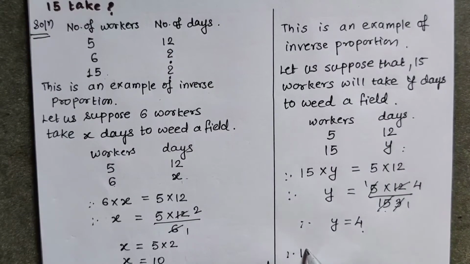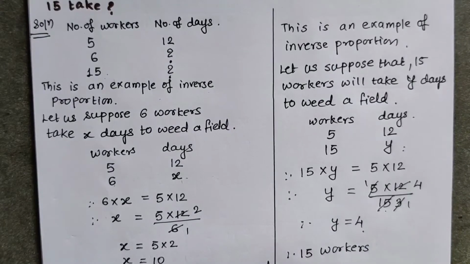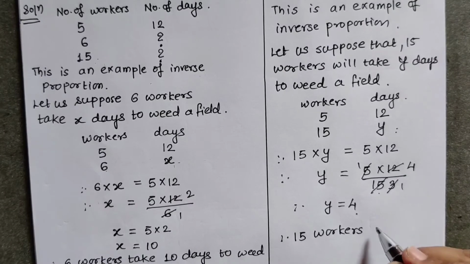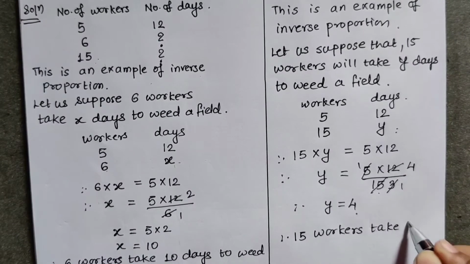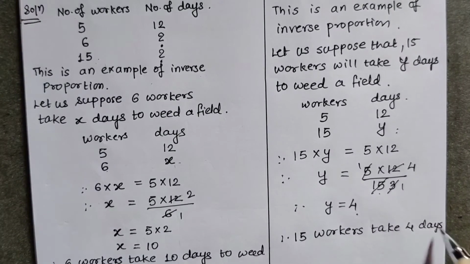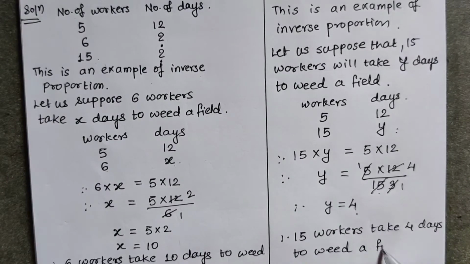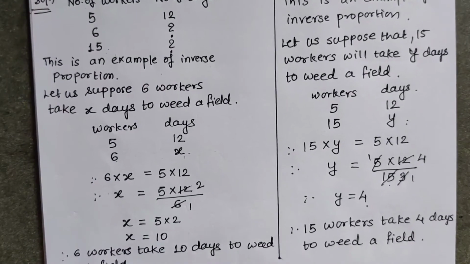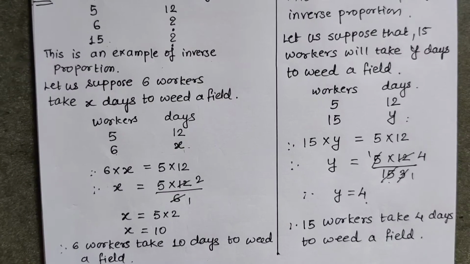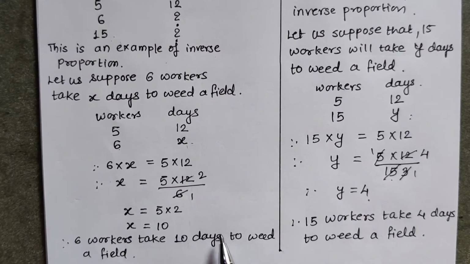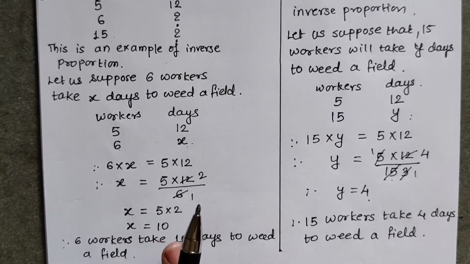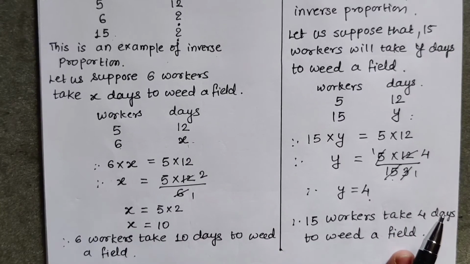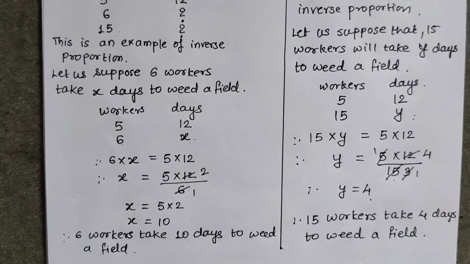Therefore 15 workers take 4 days to weed a field. So in this way we can find out the answer by using the method of inverse proportion. Here we have used it for 5 workers, and here we have got the answer for 15 workers.